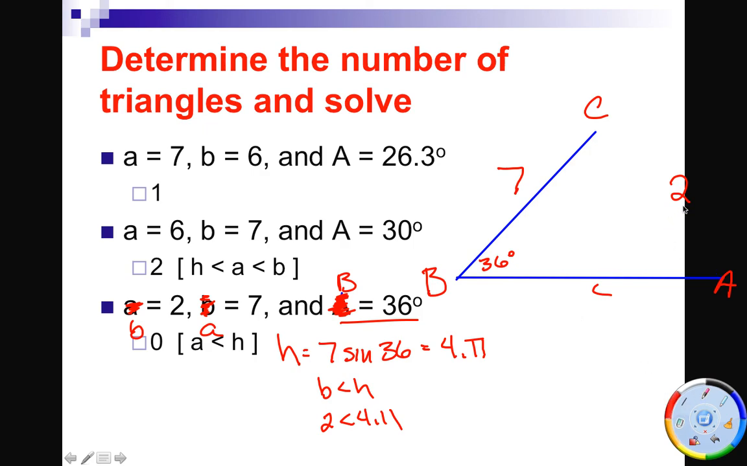And what this means is this side length is 2, and any way I swing it, it will never reach the bottom. So that's a 2 there. And that's all the farther it would go. So there's no triangle that I can draw, given this 36-degree angle and this length of 7.